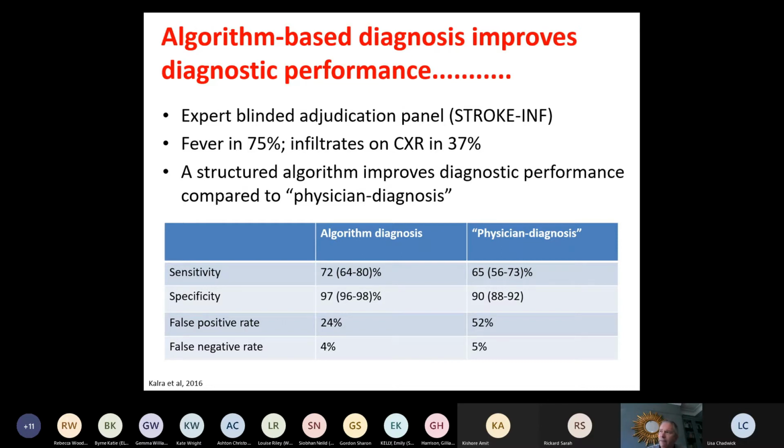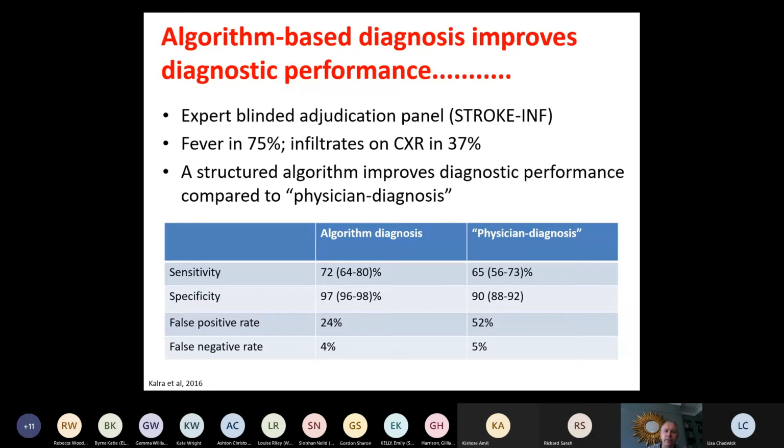So a sensitivity of 65% means that 65 out of 100 cases of SAP would be correctly identified, but unfortunately 35 out of those 100 would be incorrectly labelled as not having SAP. Now this is not good if you want to rule SAP out using an algorithm or physician diagnosis. You can see that the specificity, which is the ability to correctly label people as not having SAP, is good.